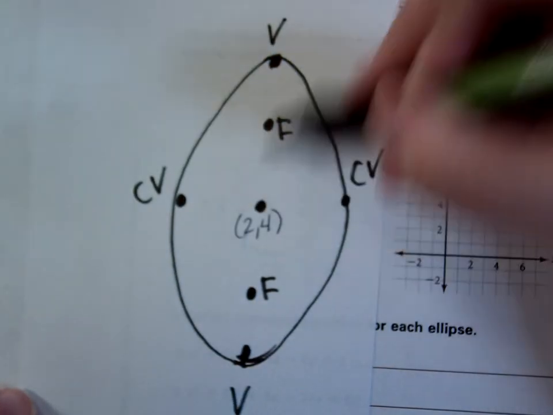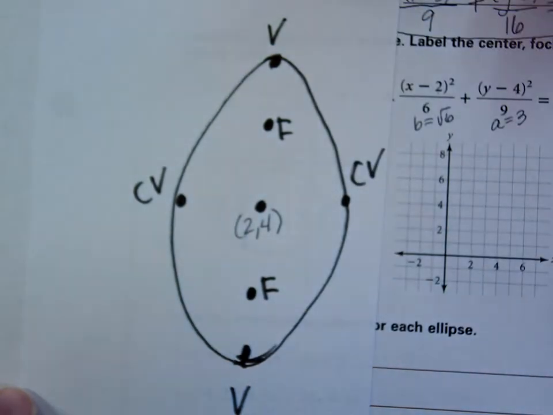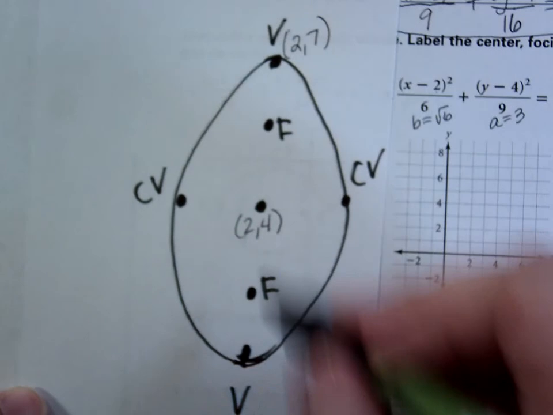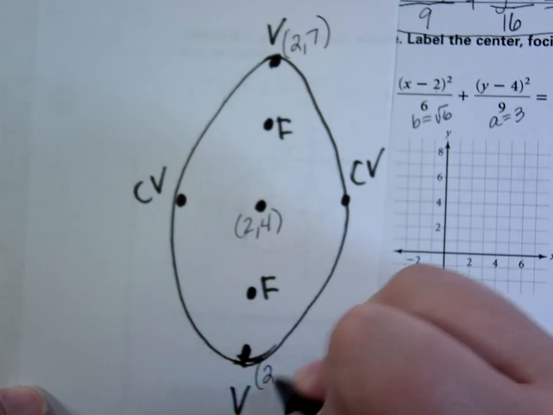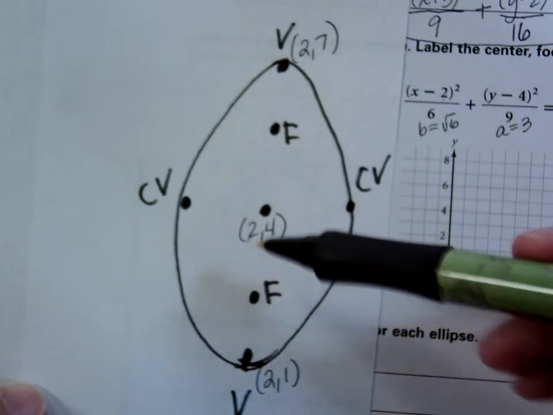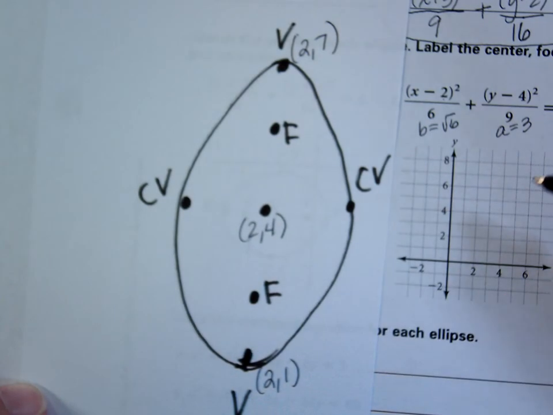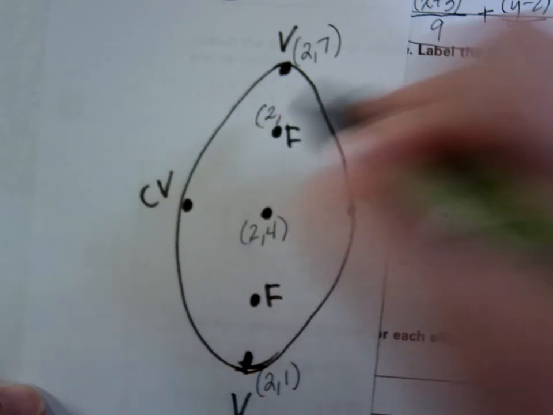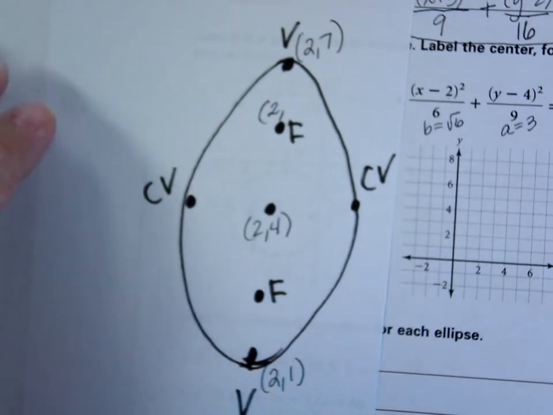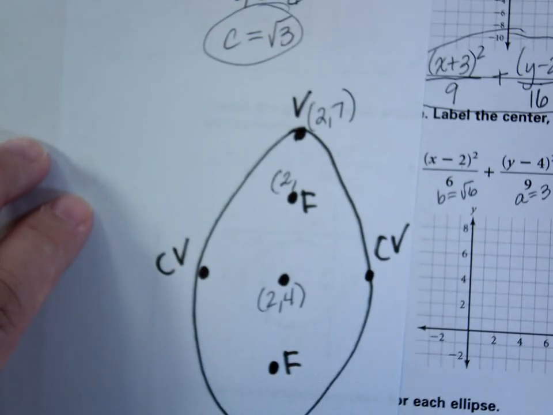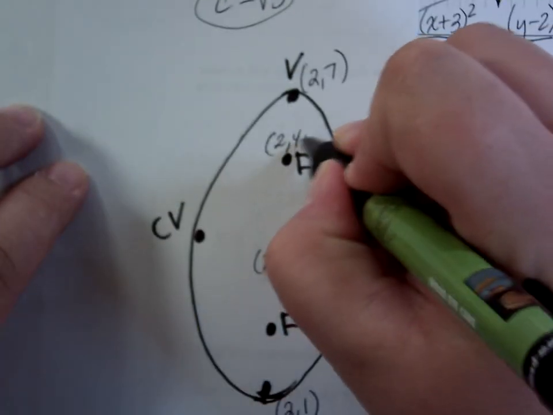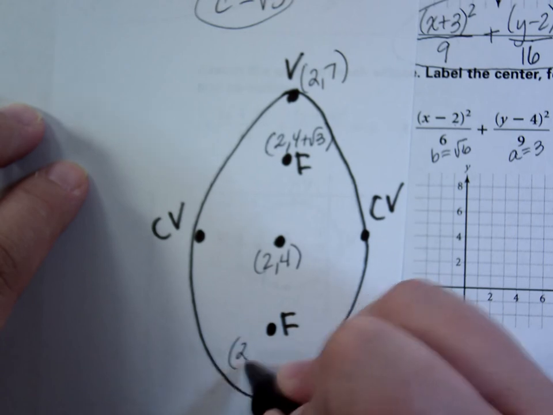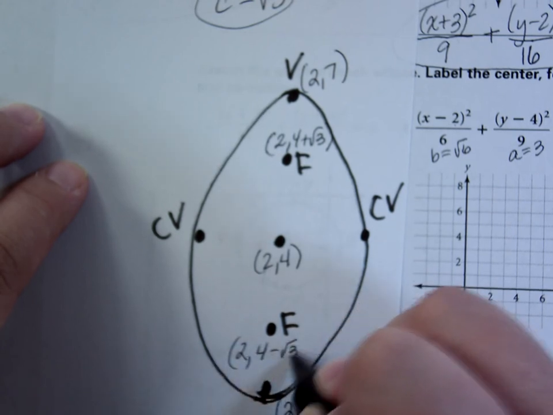So to get to the vertices, I'm going to go up and down A. So I'm going up 3, that takes me to 2, 7. Down 3, takes me to 2, 1. Again, going up is adding 3, down is subtracting 3. Foci. The 2 doesn't change. Going up is adding square root of 3, because c is square root of 3. So 4 plus square root of 3. Going down is subtracting square root of 3. So 4 minus square root of 3.